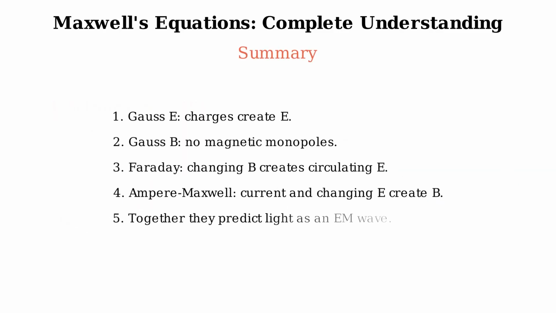Summarizing Maxwell's equations, Gauss's law for electricity says charges create electric field. Gauss's law for magnetism says there are no magnetic monopoles. Faraday's law says a changing magnetic field creates circulating electric field. The Ampere-Maxwell law says currents and changing electric fields create magnetic field. Together, they unify electricity, magnetism, and light.